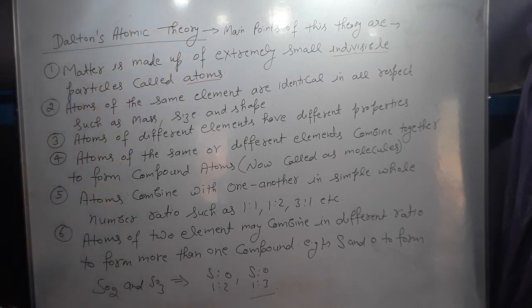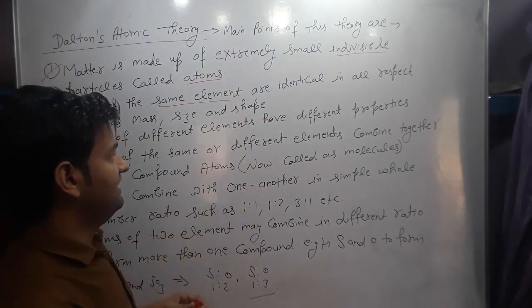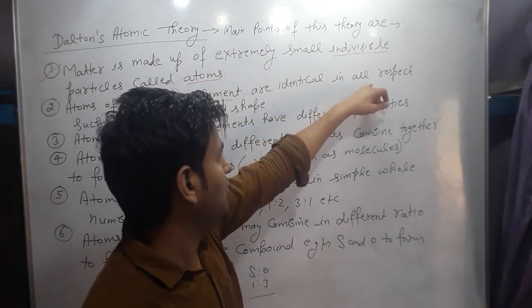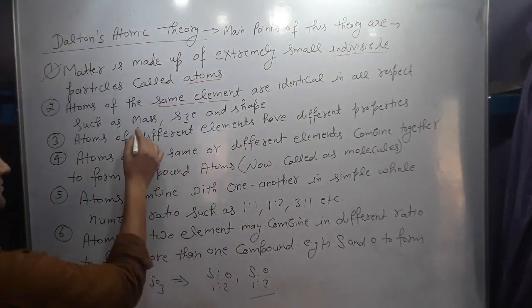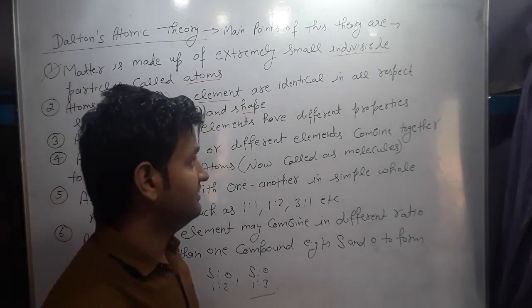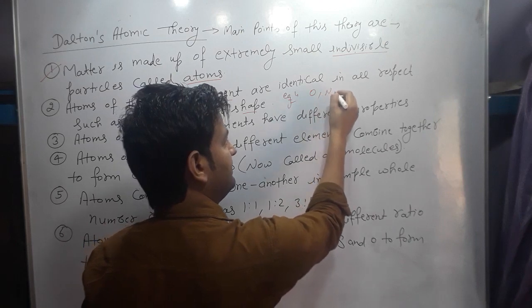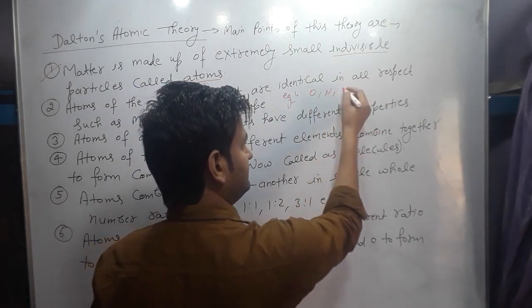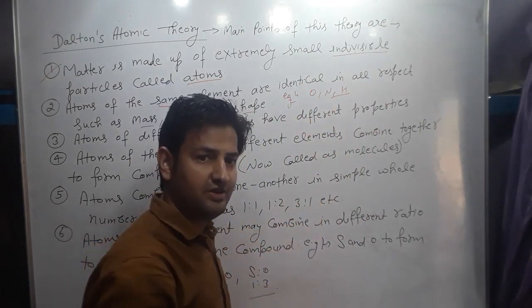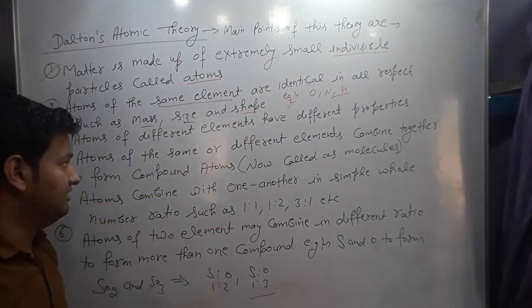Second point is atoms of the same element. Atoms of the same element, एक ही element के atoms are identical in all respects, such as mass, size and shape. Means these are the same. It means the atoms of oxygen, nitrogen, hydrogen, any element, the atoms present in them are the same in all respects, means these are identical.